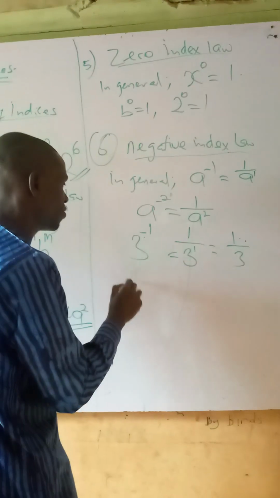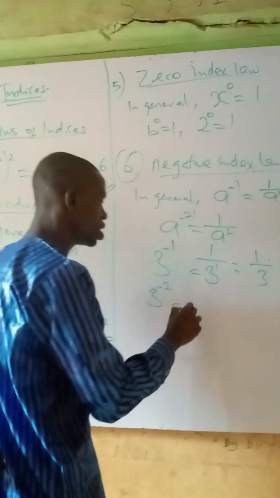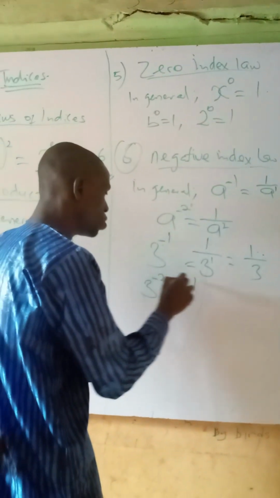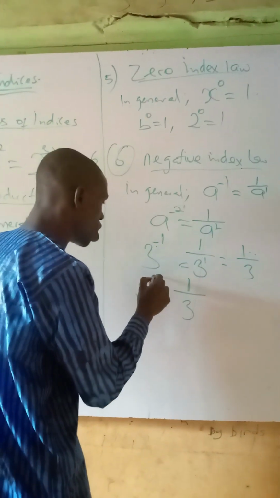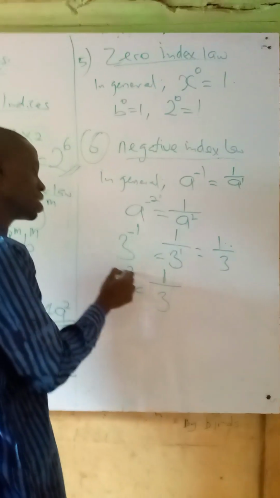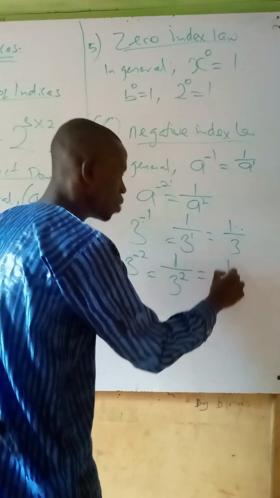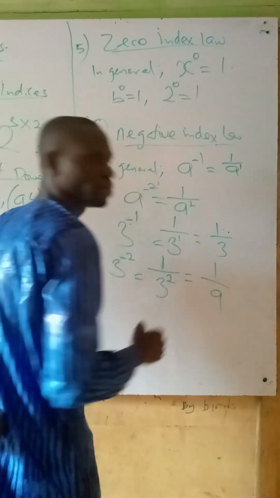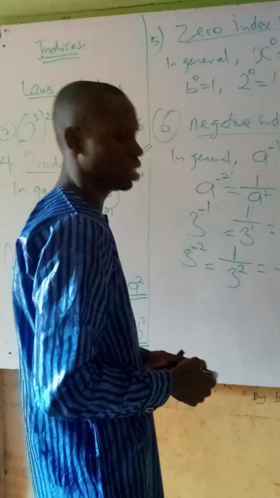Now, what if we have 3 raised to the power minus 2? So this will be 1 over 3 raised to the power of 2, don't forget we have removed the minus, which is 1 over 3 squared, which is 1 over 9. That is how to get about the negative index law.